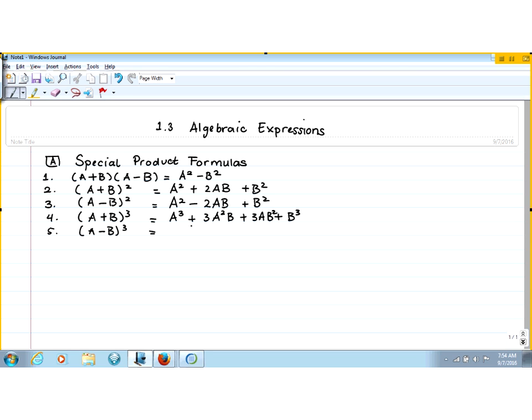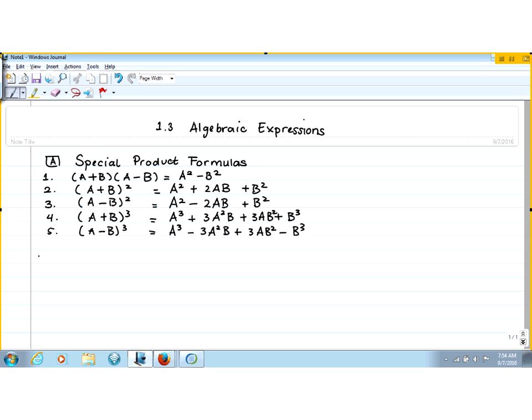What about A minus B cubed? It's the same thing. It's just that the signs alternate. So it is A cubed minus 3A squared B plus 3AB squared minus B cubed. So it's just the signs, they alternate. Plus, minus, plus, minus. All right.